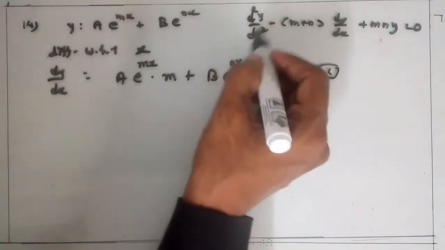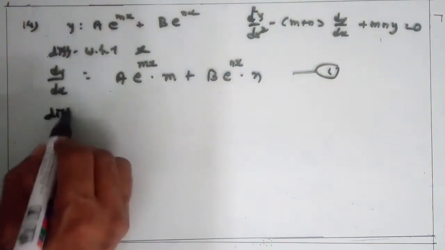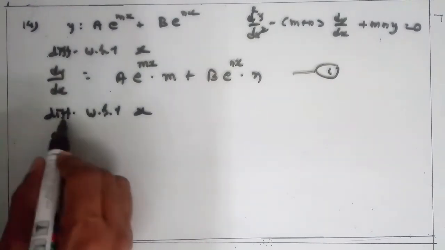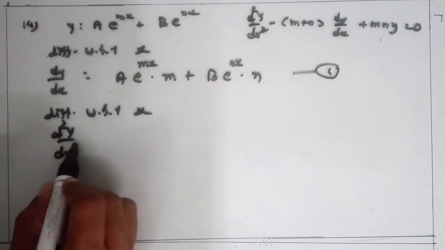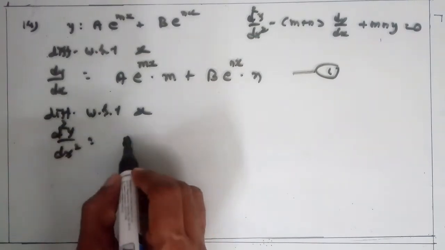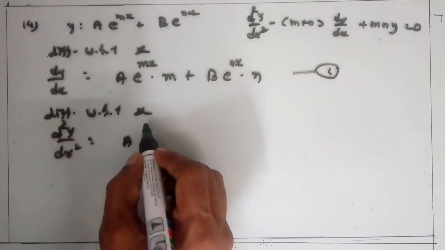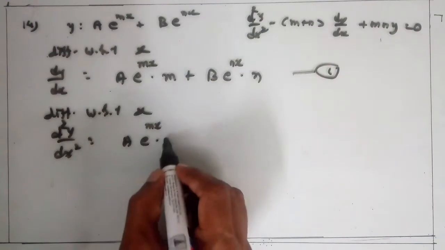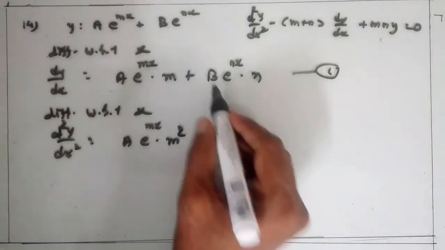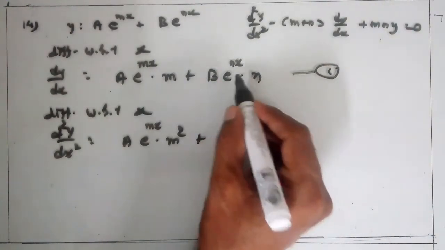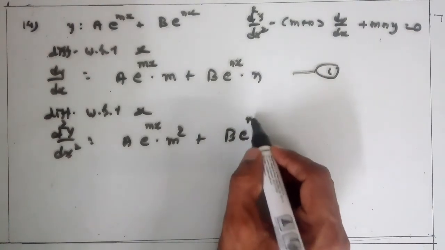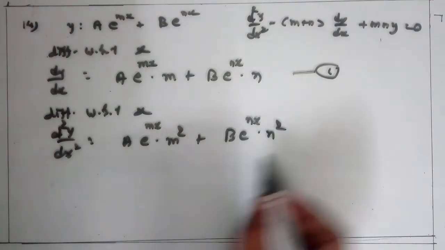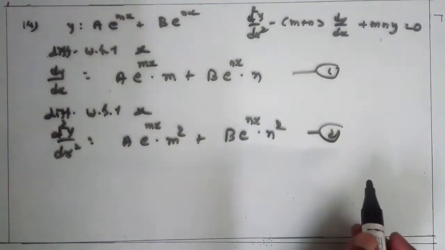Now find the second derivative. Differentiate with respect to x. So we get d²y/dx² is equal to a times the derivative of e^(mx), which is e^(mx) into m. Here m into m becomes m², plus b times the derivative of this, which is e^(nx) into n, that is n². Clear? Say this result number 2.